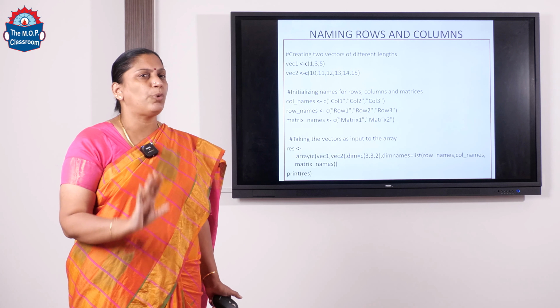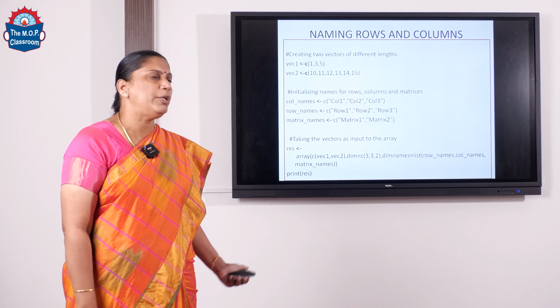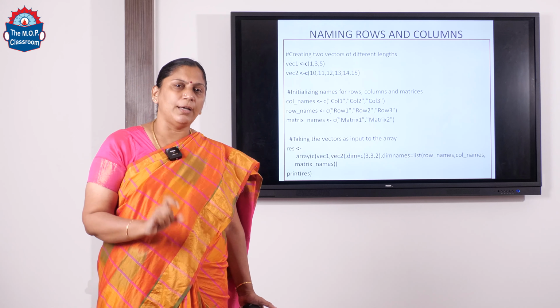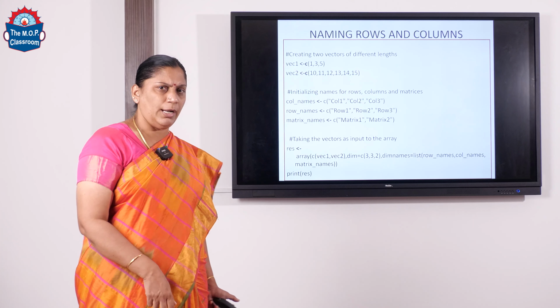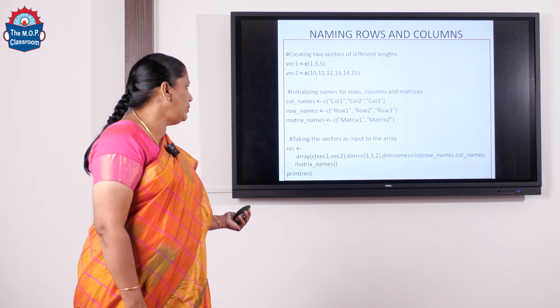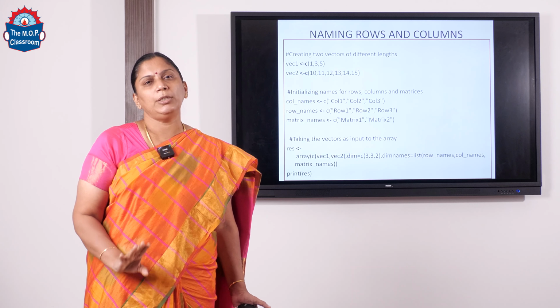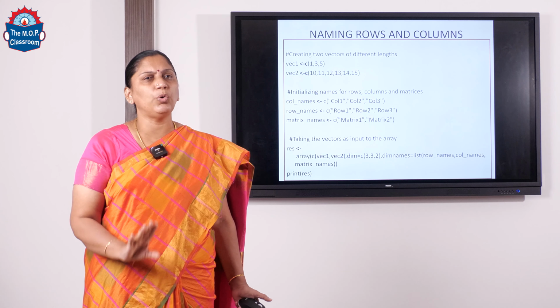That is the naming of rows and columns, which we didn't apply. Now we are going to apply the names here. So how are we going to apply it? Result is equal to array, where the first parameter is array, which is C of vector 1, vector 2, then dimension. Now for dimension, we are not stopping with C of 3, 3, 2. So we are going to incorporate or give names for the row and the column.